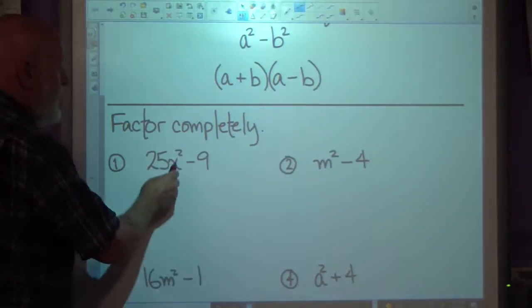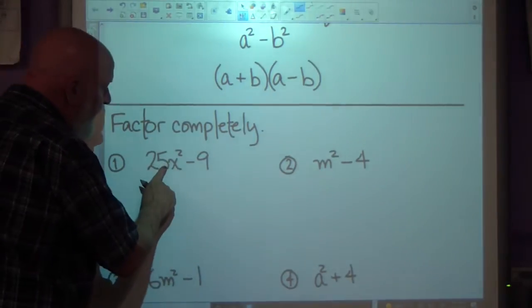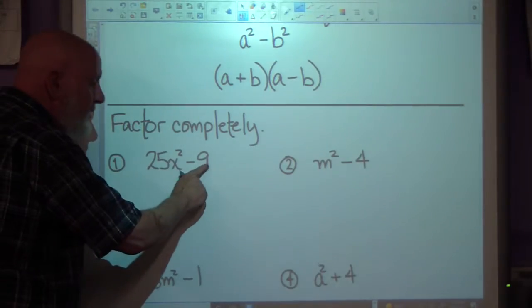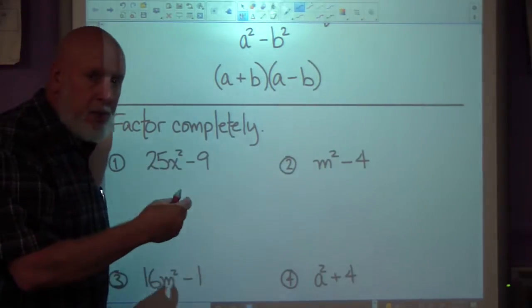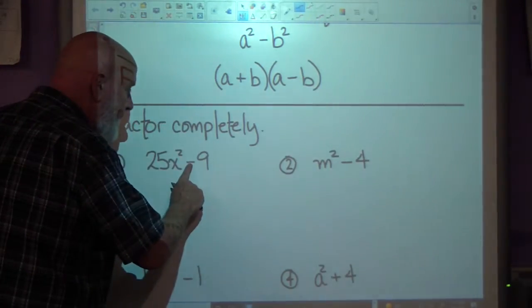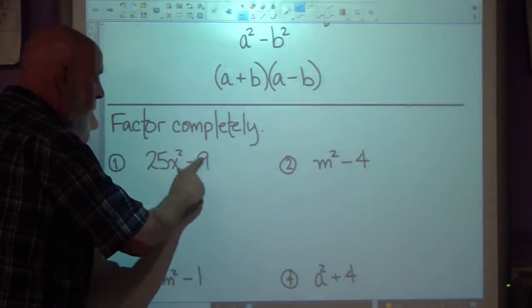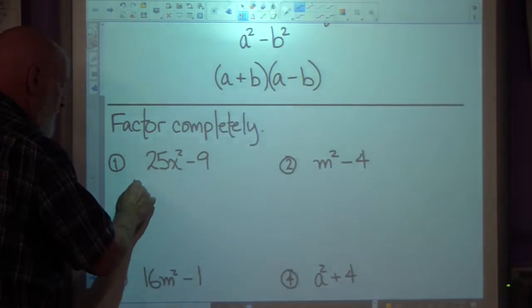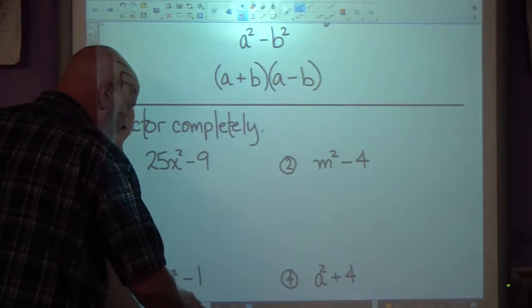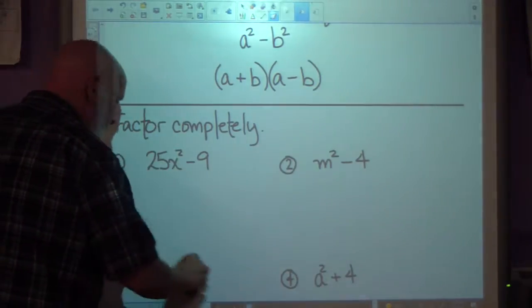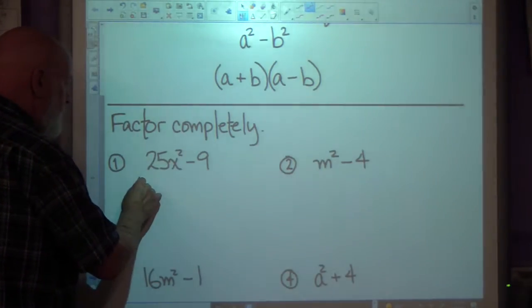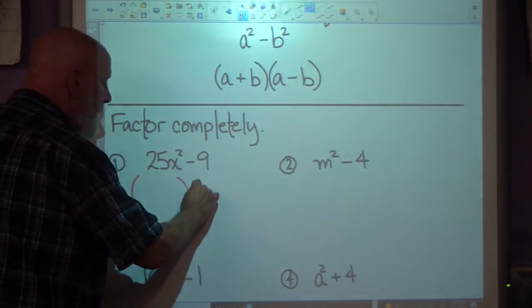Factoring a difference of squares, I say, hey, that's a perfect square. That's 5x times 5x. And this is a perfect square, that's 3 times 3. So you have to recognize that it is a difference of two perfect squares. So the way I factor that is using this pattern right here. I'm going to open up two sets of parentheses. I'm going to do that in red.